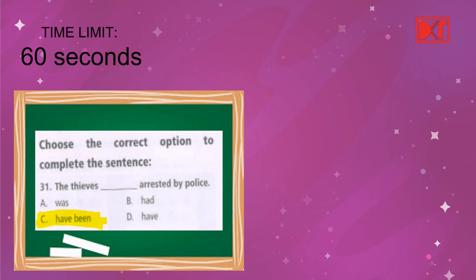Alright, now for the other ones, was, had, have, we have third person. Okay, was and had, A and B, we don't use this with third person plural. And D is incorrect because the auxiliary verb has to be have been, okay.